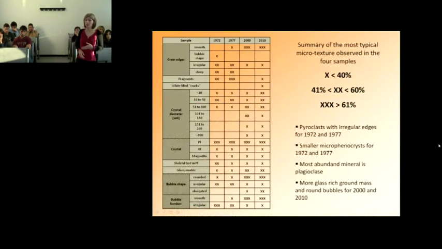All the observations I made about microtexture are summarized in this table, and the main characteristics that we can observe are that pyroclasts with irregular edges are usually in 1972 and 1977, and these two samples also have the smaller microphenocrysts. Plagioclase is the most abundant mineral present in all the four samples. The 2000 and 2010 samples are usually more glass-rich, and bubbles are more smooth and round.